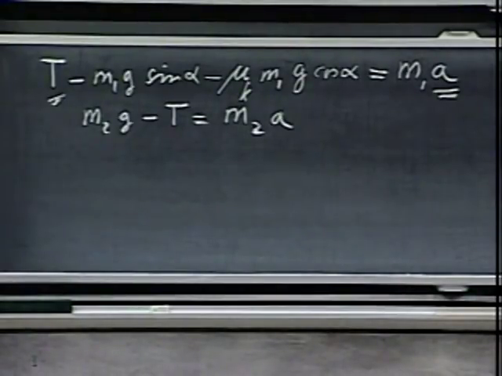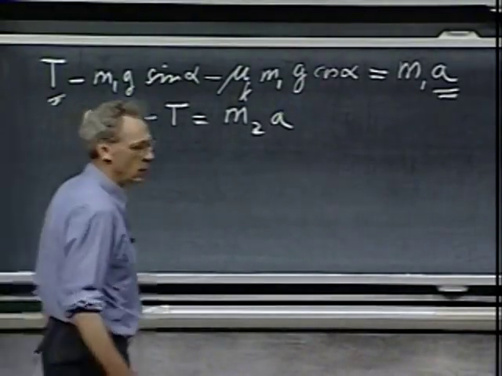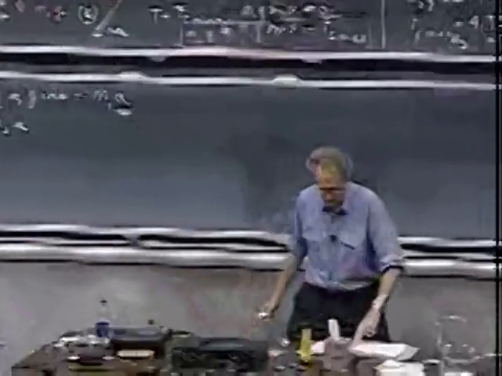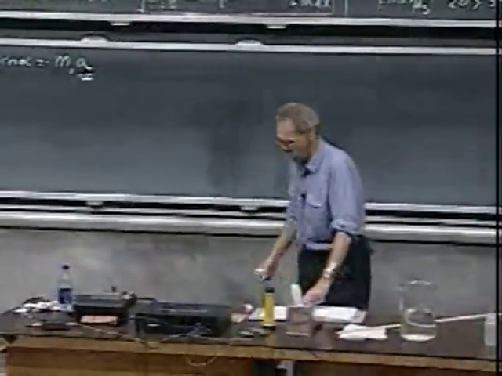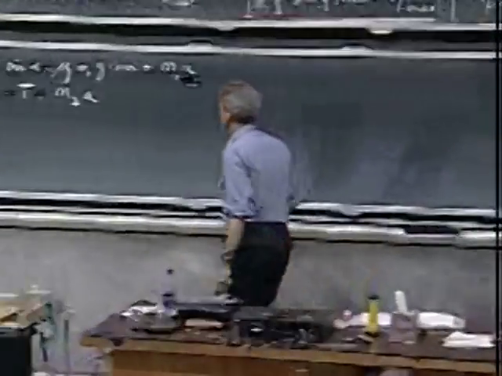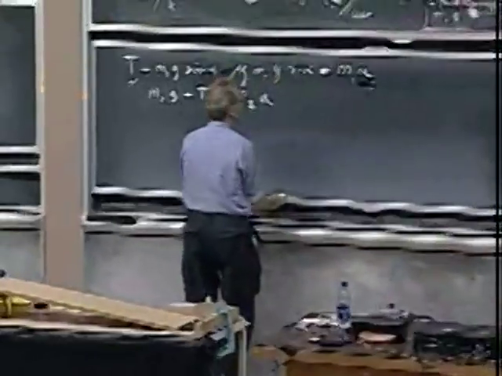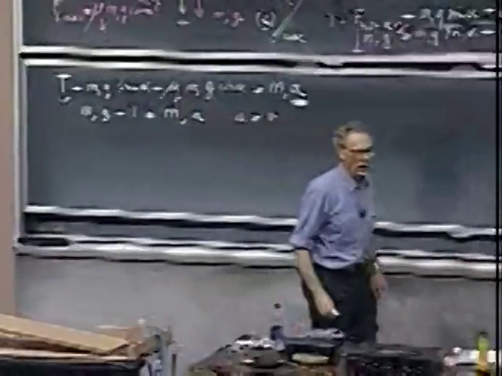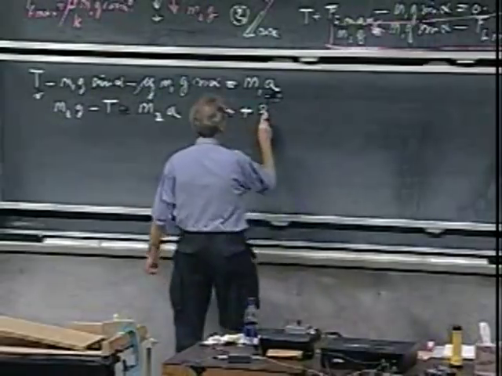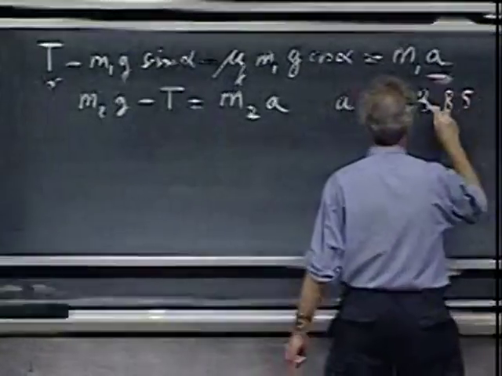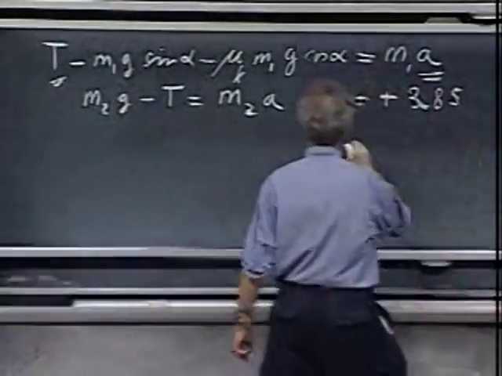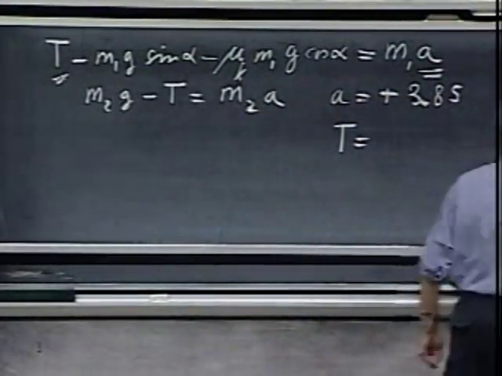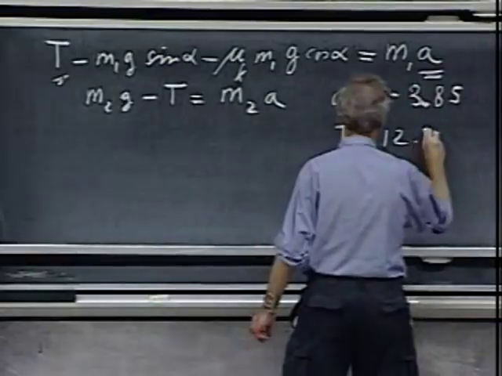Now I have two equations with two unknowns. And now I can solve. It's very easy. You just add them. And I leave you with that. I'll just give you the results. I find that the acceleration, a, equals plus, I think, 3.85. That is correct. Plus 3.85 meters per second squared. And I find that the tension equals 12.3 Newtons.